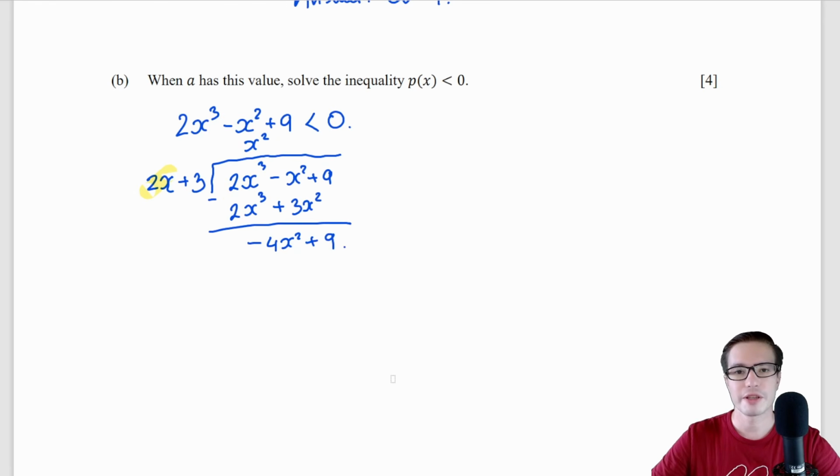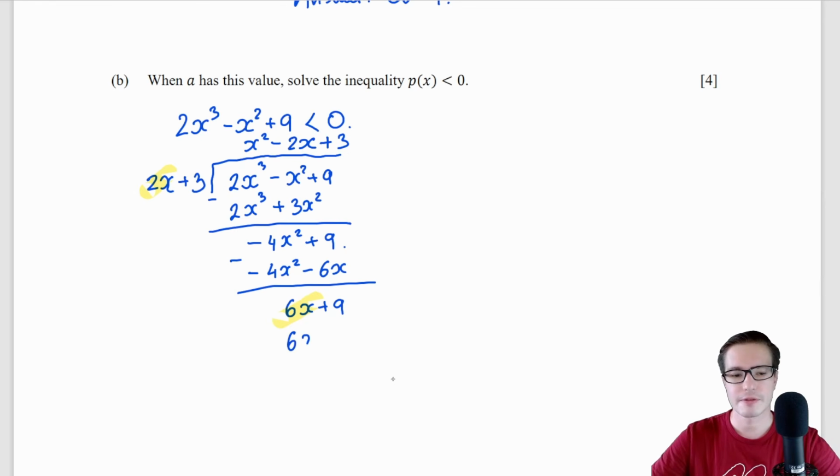Now I will have to multiply 2x by negative 2x, so I can get negative 4x squared. And when I do so, I will get negative 4x squared minus 6x. Subtract, and we'll get 6x plus 9. And at this point, I will have to multiply 2x by 3, so I can get 6x. When I multiply, I will get 6x plus 9, subtract, and the remainder is 0.